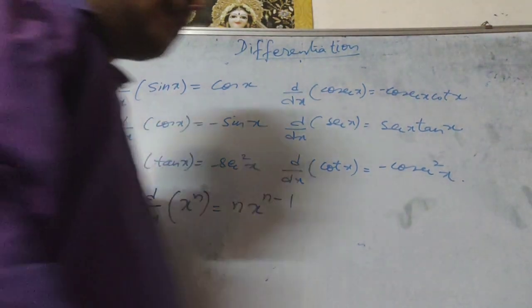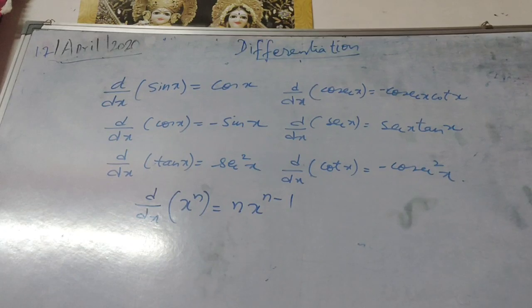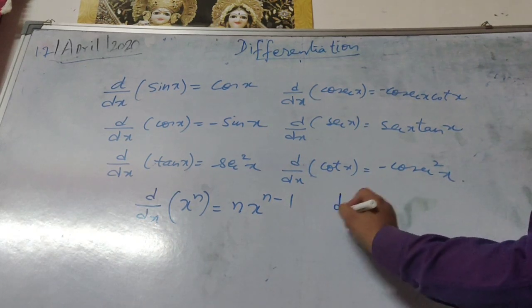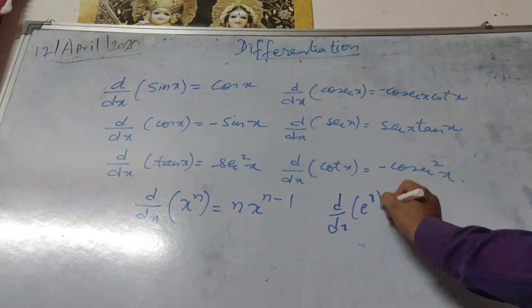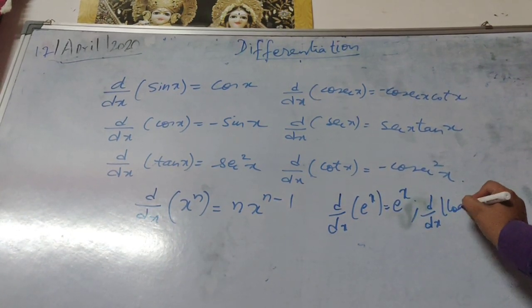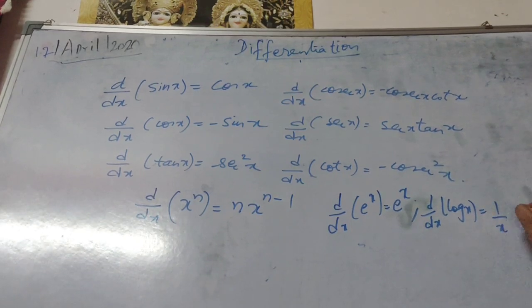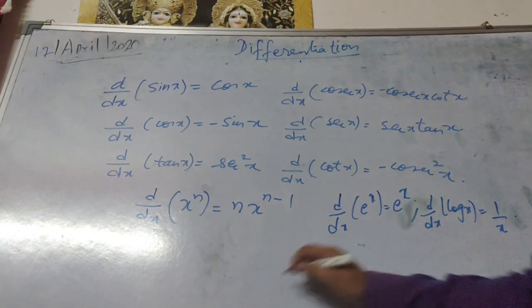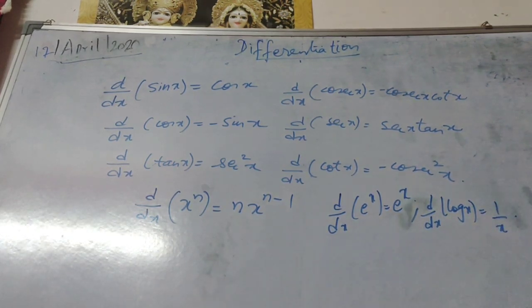It's also important. And of course d by dx of e power x will be e power x itself, and d by dx of log x is 1 by x. So if it's required, I'll be telling you further then and there itself. Okay, just make a note of this.